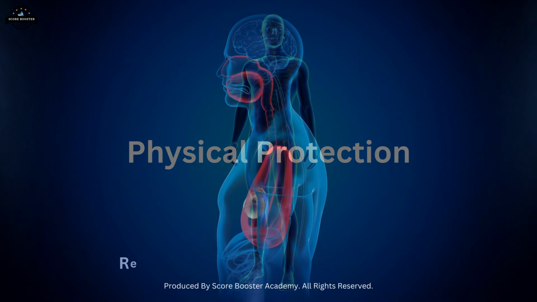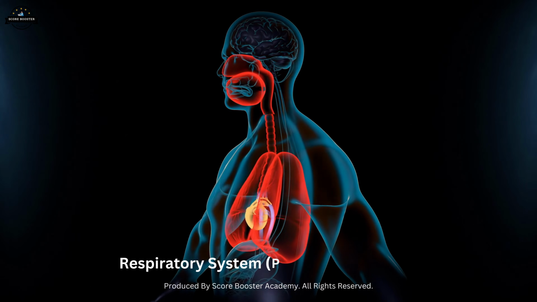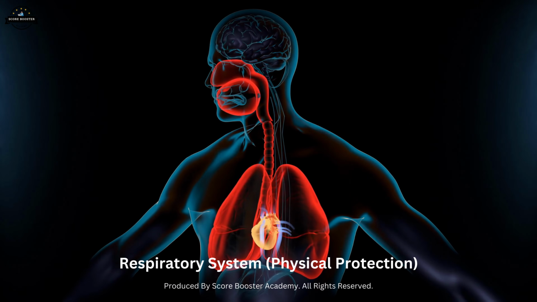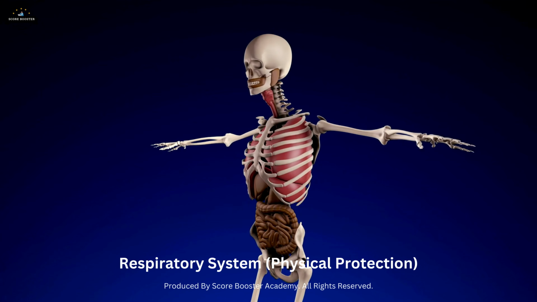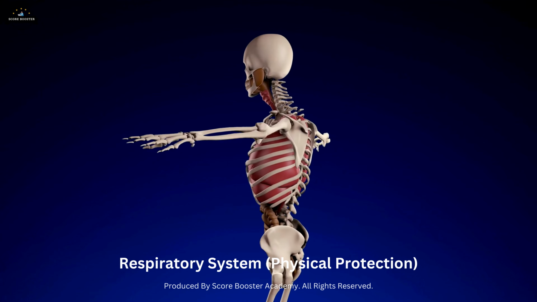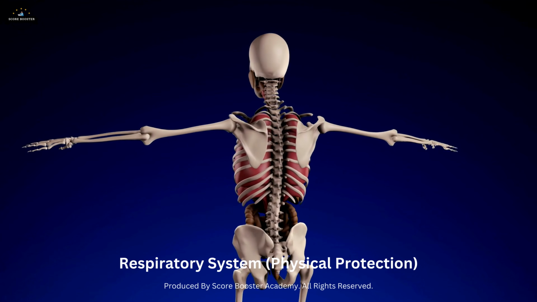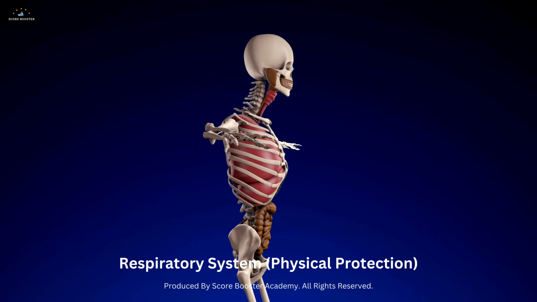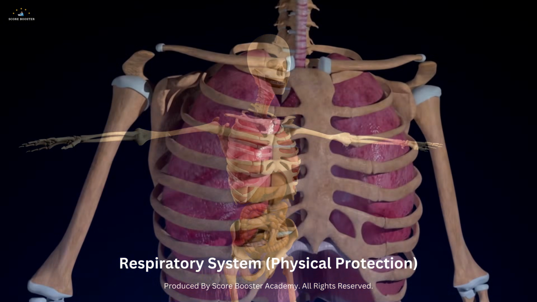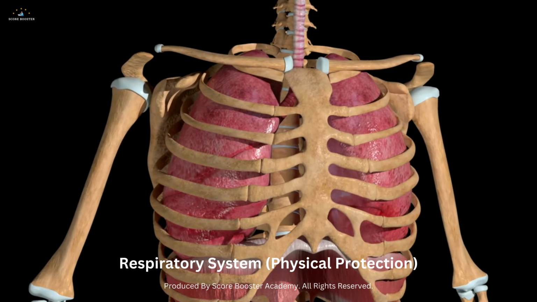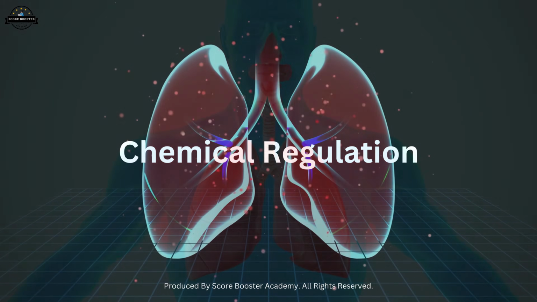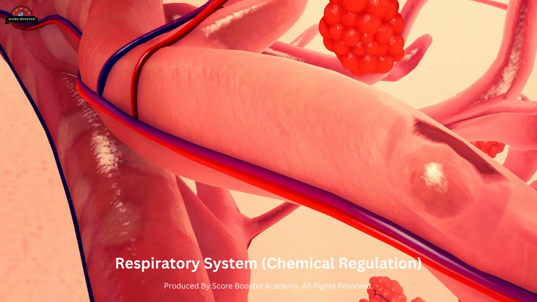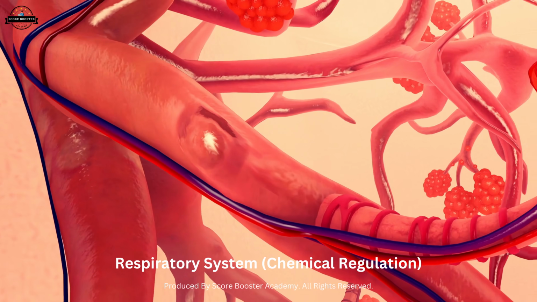Physical protection. The respiratory system serves as a form of physical protection for the delicate structures within the thoracic cavity. The rib cage, formed by the ribs and sternum, surrounds and shields the lungs and other vital organs. This bony structure provides a protective barrier against external impacts, reducing the risk of injury to the respiratory and adjacent systems.